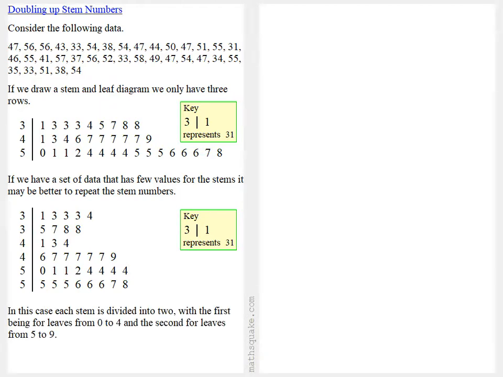So we can divide each stem number into two rows, the first being for leaves from 0 to 4 and the second for leaves from 5 to 9. In this case, this gives a clearer diagram.